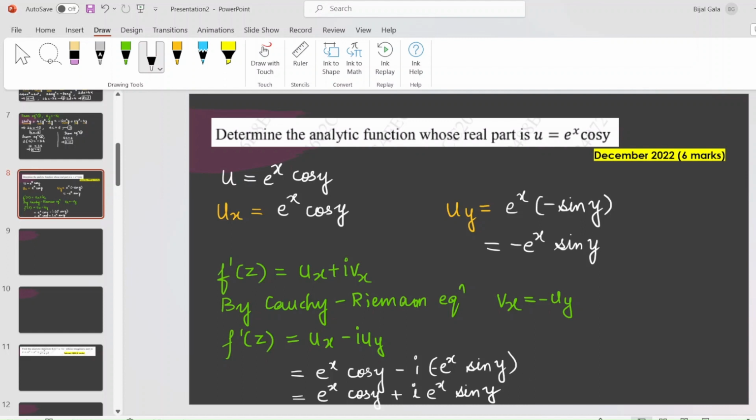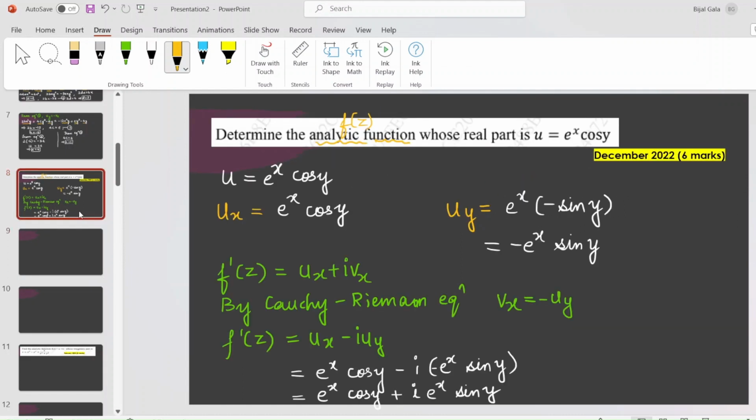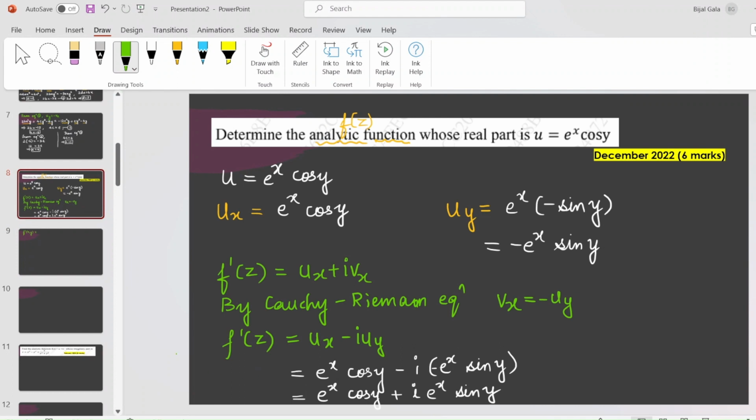The question is asking us for the analytic function, so basically the question wants you to find f of z. We have found f dash of z. When we know the derivative, to find the function we need to integrate it. Now, there is a special technique to integrate in the topic of complex numbers. That technique is called the Milne-Thomson method. Let's understand the Milne-Thomson method. Whatever f dash we have got, it is in terms of x and y.